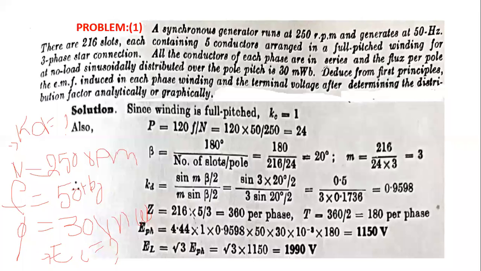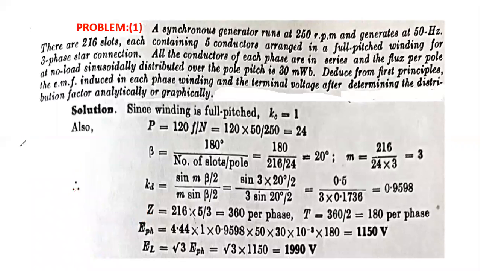What is the formula for the distribution factor? KD is equal to sin(M beta by 2) divided by M sin(beta by 2). In this case, what is the M value?